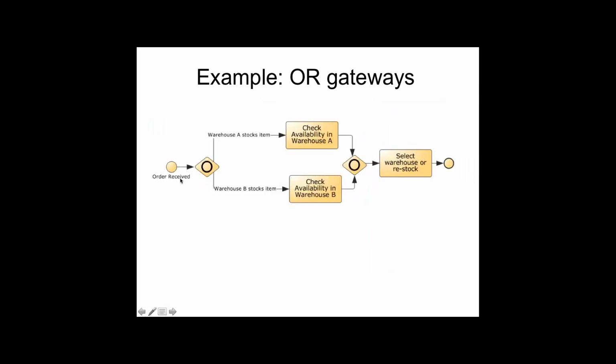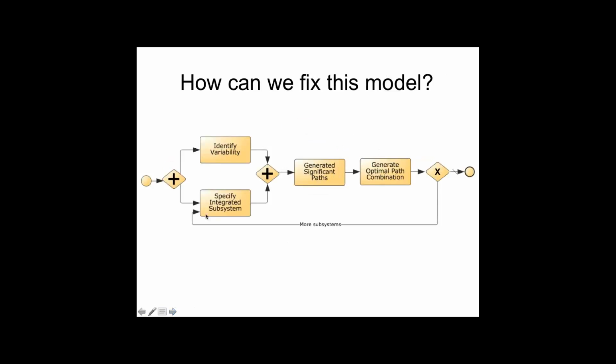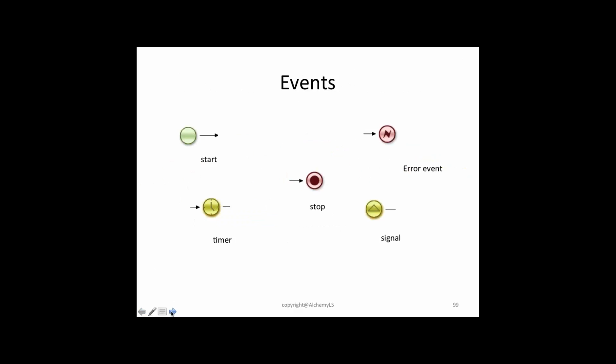This is the OR gateway: order received, and here you have warehouse A stock item, warehouse B stock item. It checks availability in warehouse A, checks availability in warehouse B. And after checking, it is converging and selects warehouse or restock, right? So these are some of the scenarios where you can go with gateways. This is how we have fixed this particular model. So you can go with diverging. As I told you, you need to know rules. So forget about this. We'll discuss rules and then you will be able to do it.